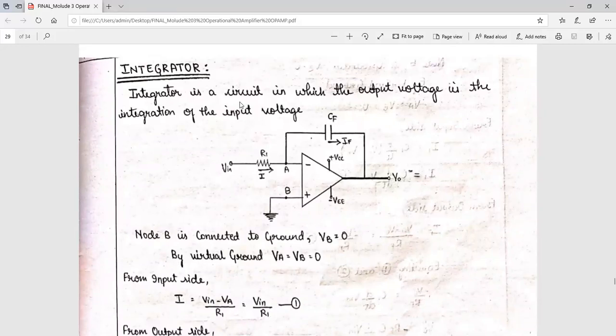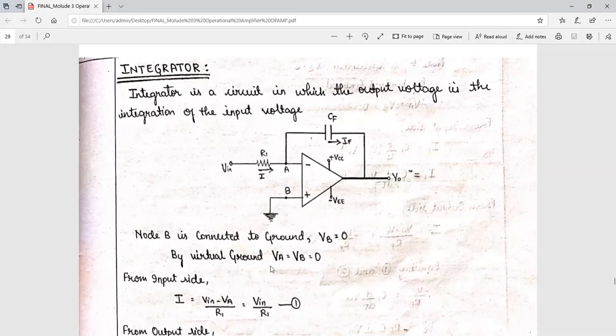So integrator is a circuit in which the output voltage is the integration of the input voltage, and the circuit is similar to this. So you can see a V in voltage applied and a current is flowing in this particular branch, and this particular current cannot enter the op-amp because the input resistance is very high. So the current will reroute, and you can see a feedback current that is flowing in the feedback path, that is IF, through the capacitance CF. Clear?